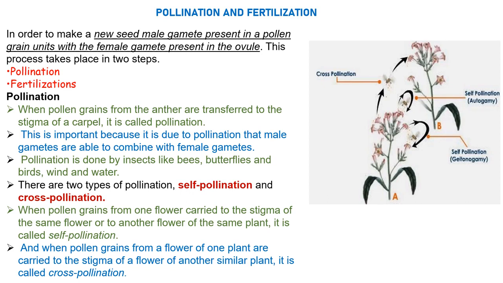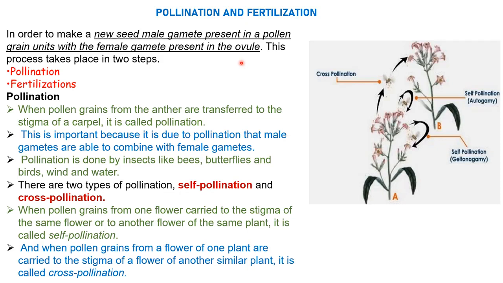Here children, in order to make new seeds, male gametes present in the pollen grain unite with the female gamete present in the ovule. For this to happen, there are two processes that take place, which are pollination and fertilization. So pollination and fertilization are the two major steps which help in the fusion of male and female gametes, right? So what is pollination?